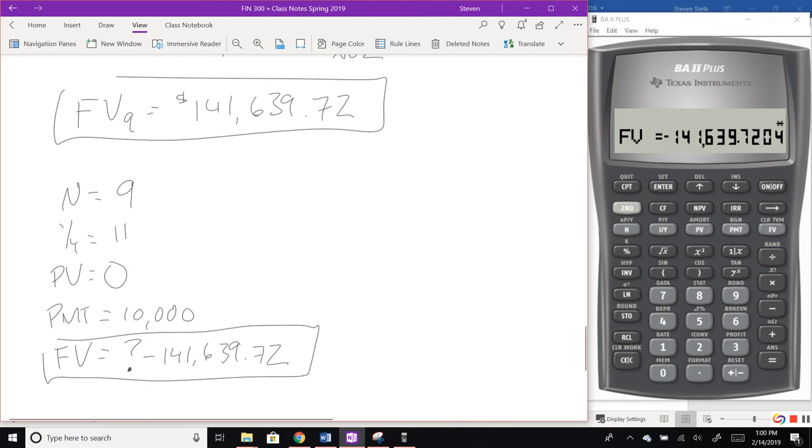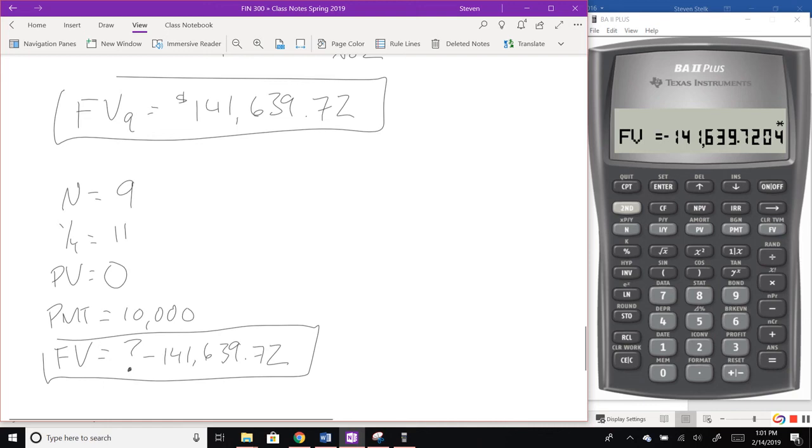Same number. Now the difference here is there's a negative in front of it. And let's talk about that negative for a second. When we're using the time value of money keys, positives and negatives keep track of the direction of the cash flow. It is not saying that it's worth a negative $141,000. It just means from the way I enter the cash flows, we're looking at a cash outflow of $141,000 at the end of this period. Now, what the heck does that mean? It means the calculator is using a perspective.